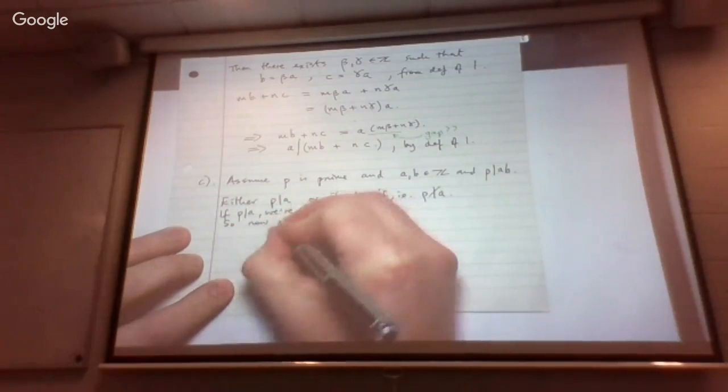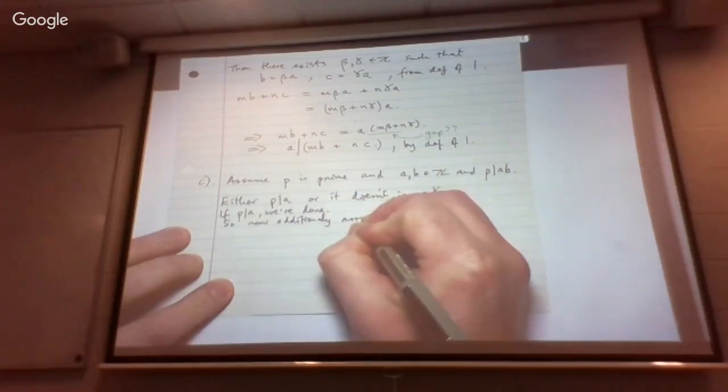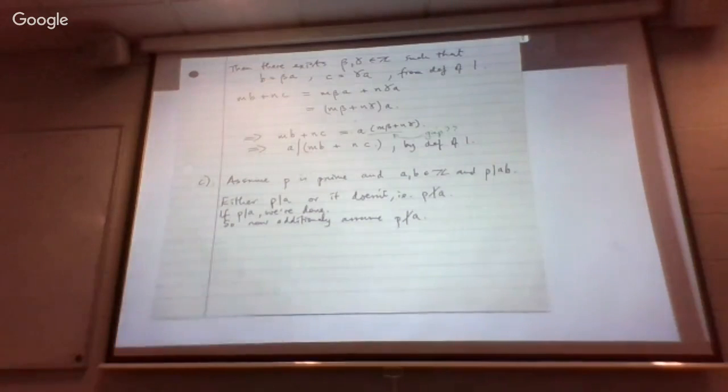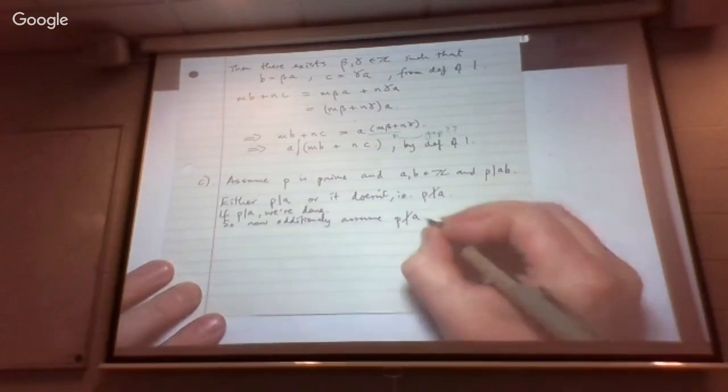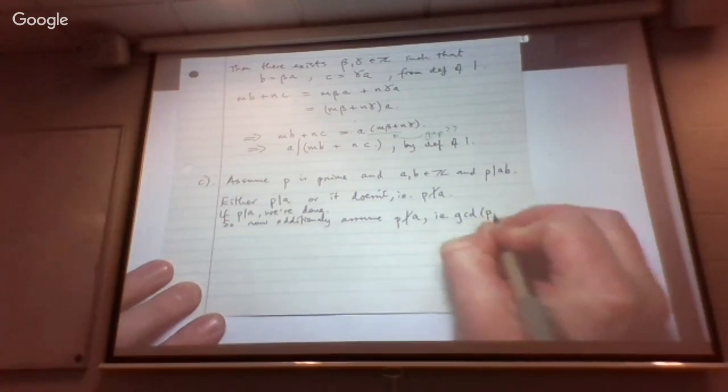So now, additionally, we assume that P does not divide A. And now we have to prove the conclusion that P divides B. But crucially, it depends on this fact that P does not divide A. Another way of saying that is that the GCD of P and A is equal to 1.